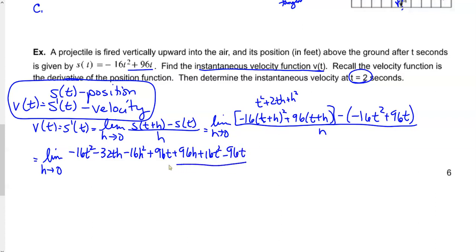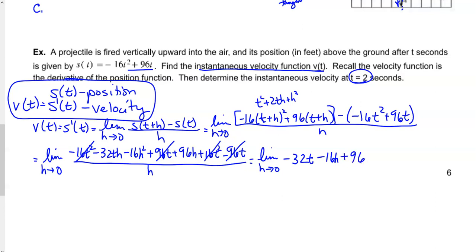Now, this is a place in which things should cancel. If things don't cancel, then you have to go back and see if you made a mistake somewhere. So now we're going to cancel things in terms of t. The negative 16t squared will go away, and the 96t will go away with that 96t. Notice that we have h's on each one of these left over. So I'm going to rewrite those and divide by that h. I'm going to divide an h into each of those terms. Remember, you have to cancel an h here, an h here, and an h here, all the way through. So we get negative 32t minus 16h plus 96. And that's our simplified version.